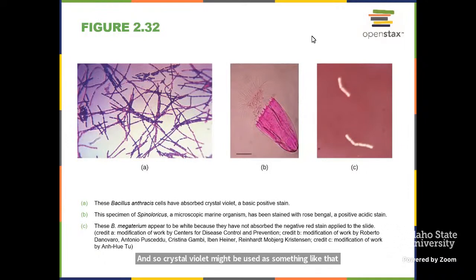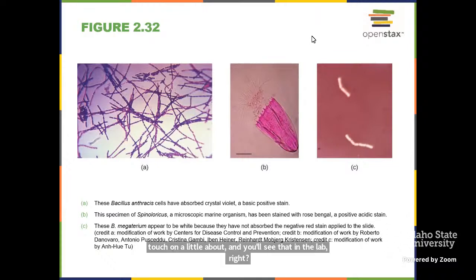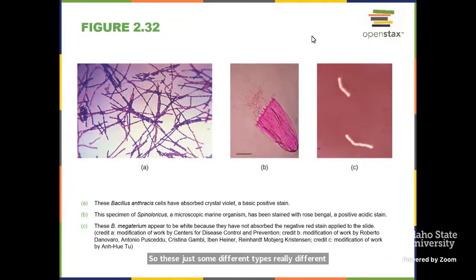But you want to be real careful when you're doing something like that, because you might confuse something as a gram-positive when it's actually a gram-negative if you use this purple dye, right? And you don't know that you only did a simple stain and not a gram stain, right? Or someone else looking at that slide doesn't know, right? So we'll touch on a little of that, and you'll see that in the lab, right? So these are just some different types, really different types of staining techniques.